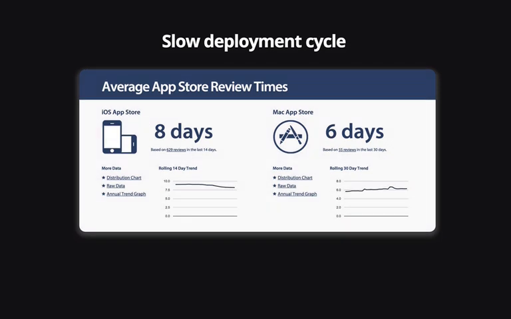You have a slow deployment cycle. If you look at the App Store, it takes 8 days on average to get your app approved, which is actually an improvement over before. So that's pretty slow if you want to do something like A/B testing and release different versions of the app and then get some feedback on what features are working. It's going to take forever. There's some workarounds for that kind of thing, but it's not ideal.